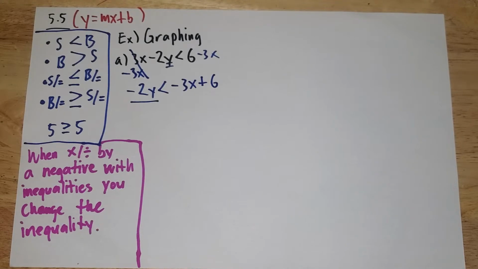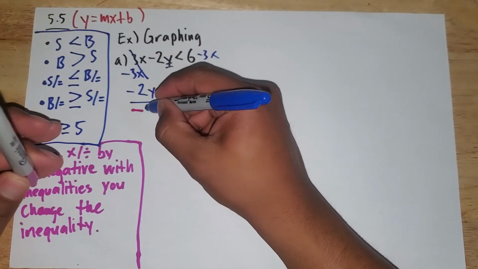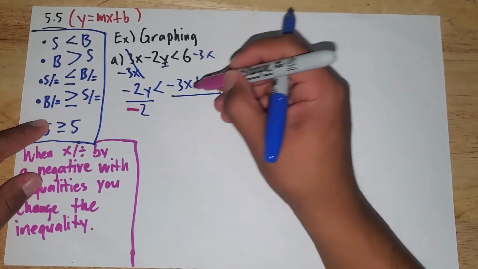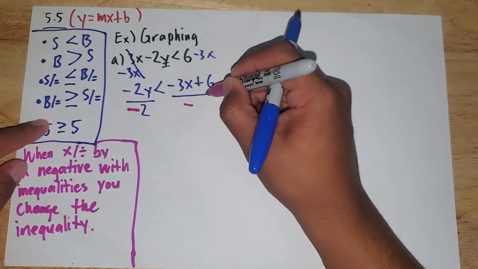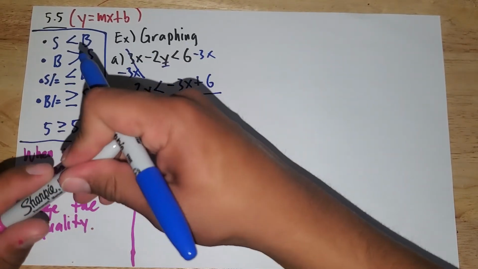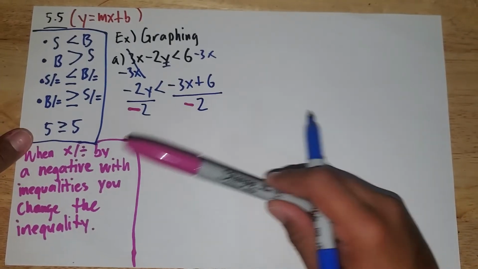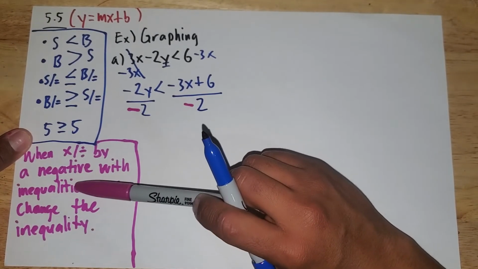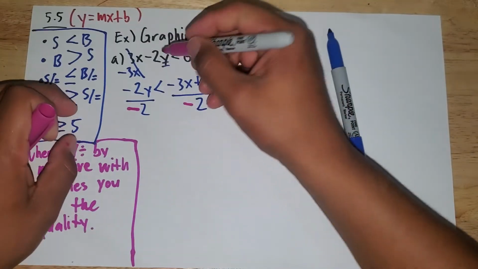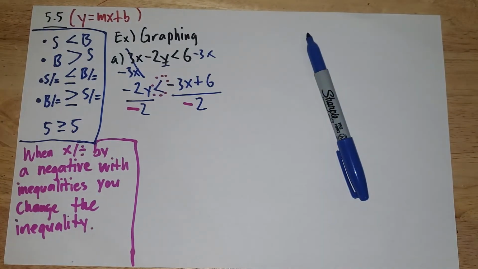I'm going to use the same color. I'm going to divide by negative 2. Remember, I'm going to divide that 2, just like in the equations, I have to do it to the entire left-hand side and right-hand side. But the reason why I used this color was to match this rule here, because we are dividing by a negative. So that means we're going to have to switch this inequality.